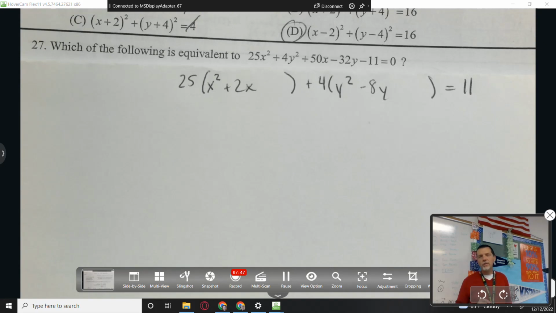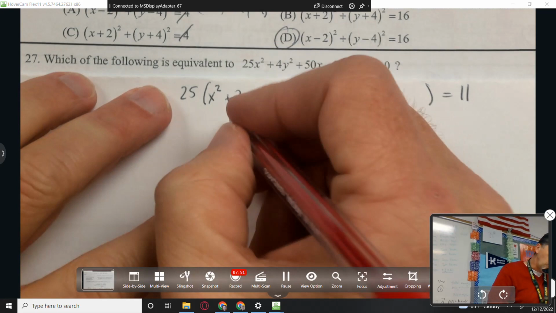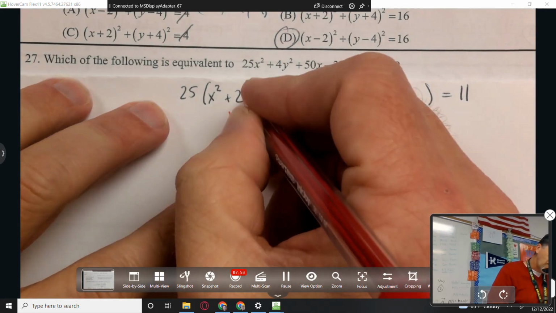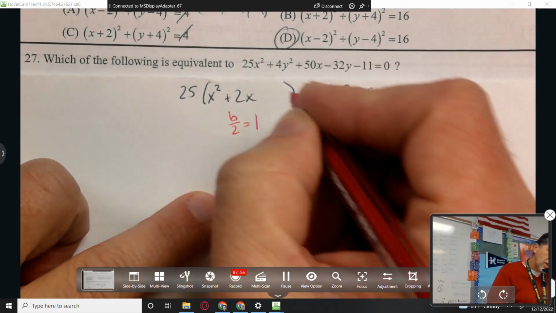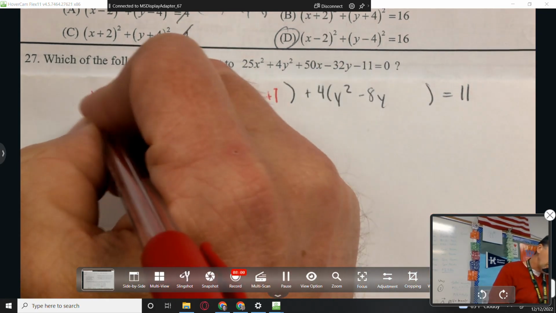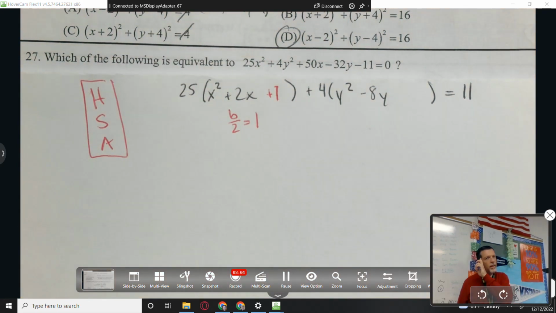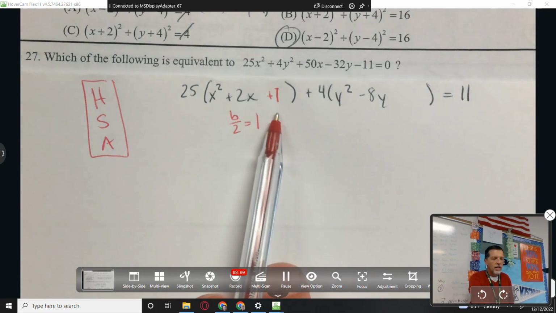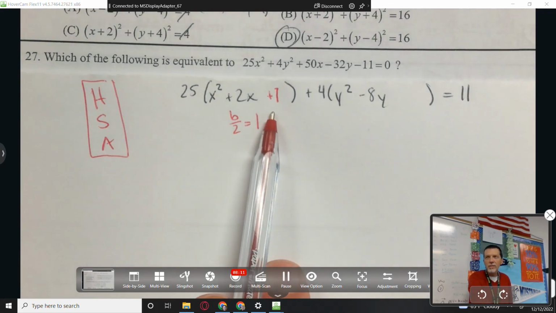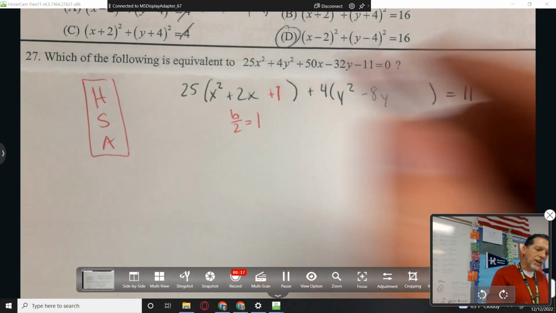Now for complete the square. Hopefully you've done it enough that you remember what's going on here. Half of b is 1. Half it, square it, add it. That's sort of the key steps of complete the square. Half of b, square it, and add it to both sides. I wrote plus 1, but remember, what did I really add to the left-hand side? 25, so you got to be careful with those.